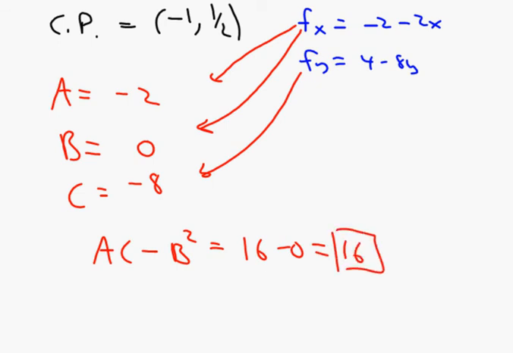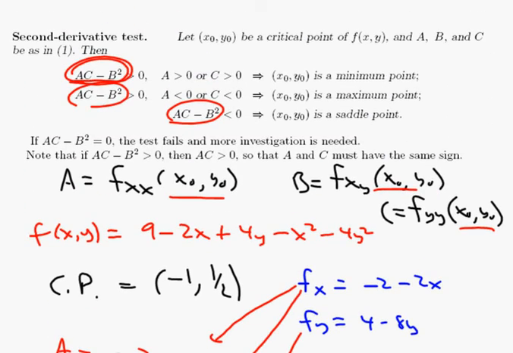So here's what we know. We know that AC minus B squared is greater than 0, and we know that A is less than 0, and so is C. C is less than 0. So let's go find out what case we're in. So we go up here. We're in one of the first two cases, but we're in the second of the two because A and C are both less than 0. So here we are, and that means that this thing has a maximum point at negative 1, 1/2.